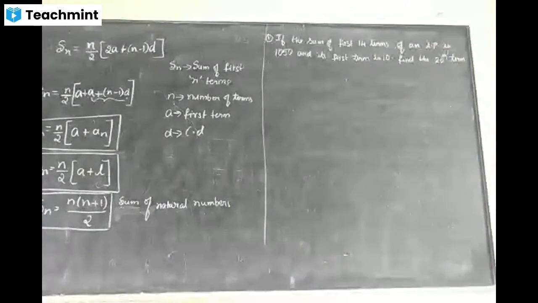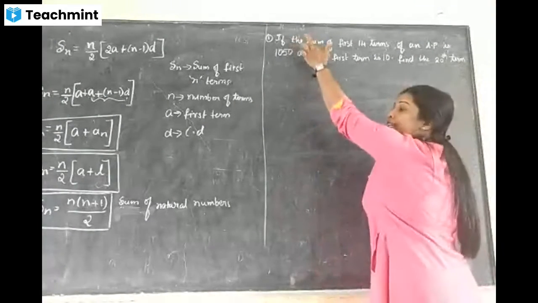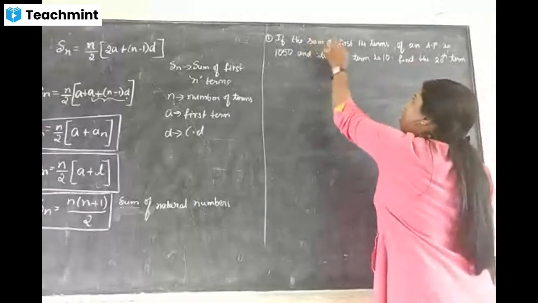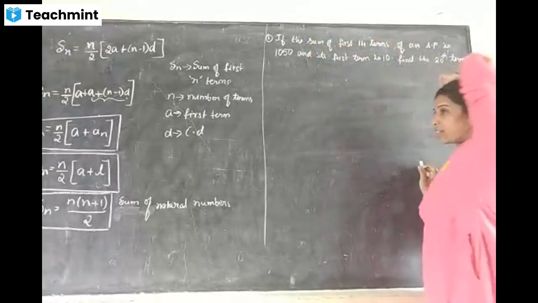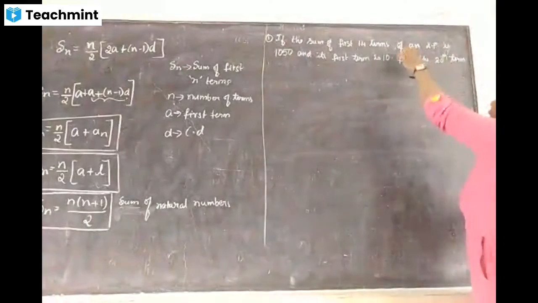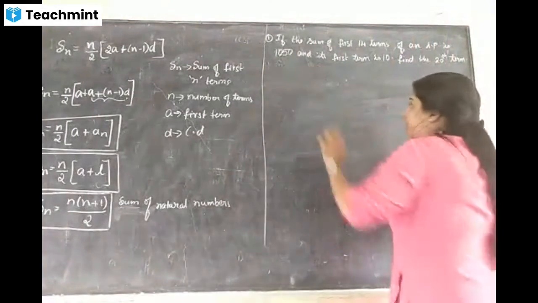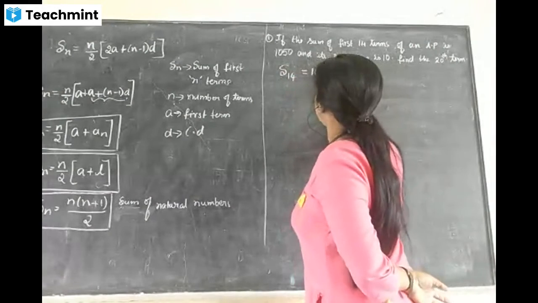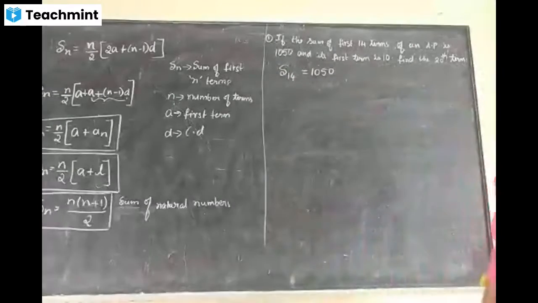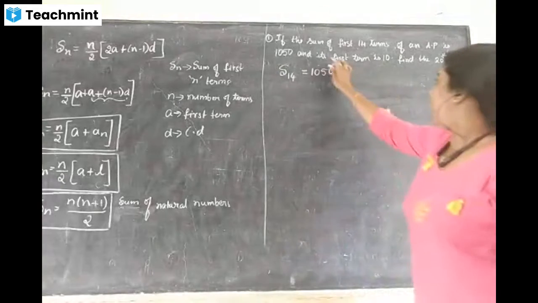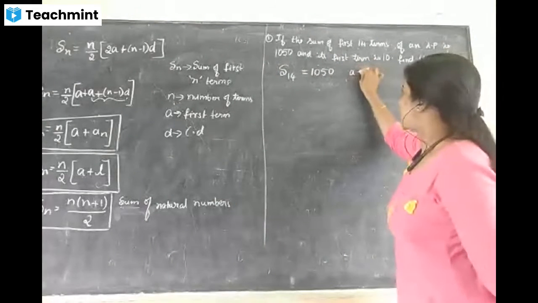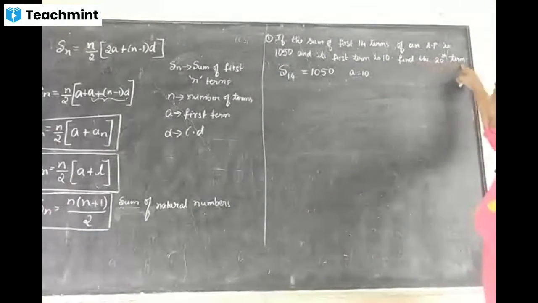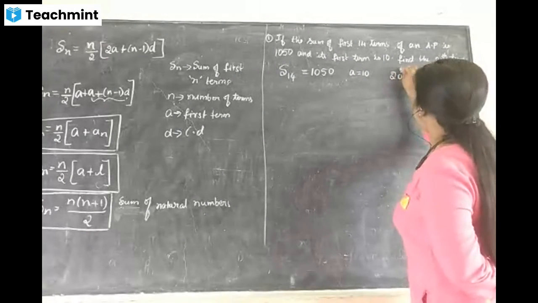Question is like this. It is important here: where sum comes, you have to go for the exact term. If the sum of first 14 terms of an AP is 1050, that means S14 is 1050. And its first term is 10. Find the 20th term.